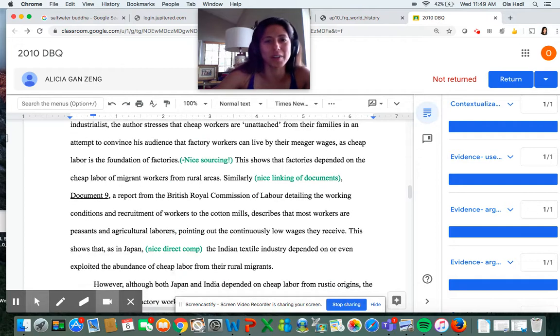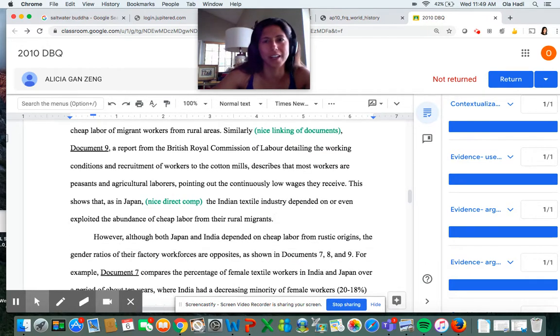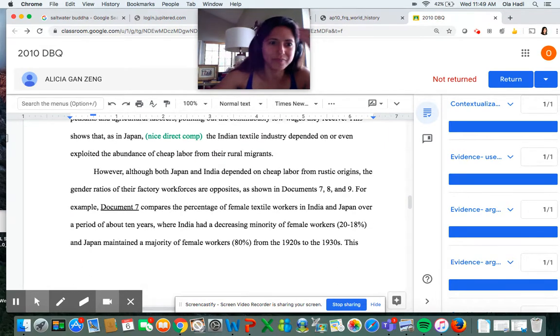Tried doing document 9. Just keep sourcing, keep adding outside evidence. It's never a bad thing to just remember anyway. Add more sourcing. However, although both Japan and India depended on cheap labor from rural origins, the gender ratios of their factory workforces are opposites, as shown in documents 7, 8, and 9. That was another part of her thesis.